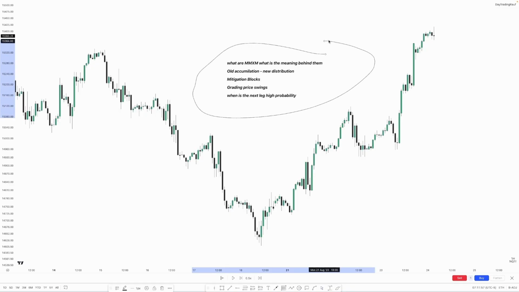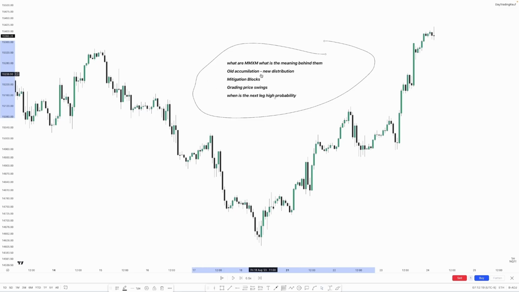So this is the basic overview that I will be going over. What are the MMXM models and what is the meaning behind them? Because a lot of people don't know what the definition of the model is. If you don't know what the definition of something is, how can you trade it, or how can you fully understand what you are trading?